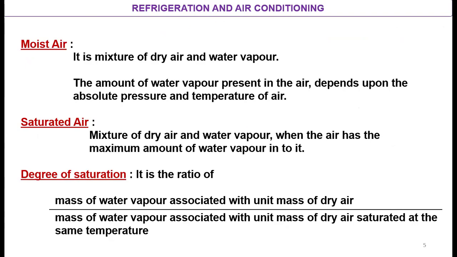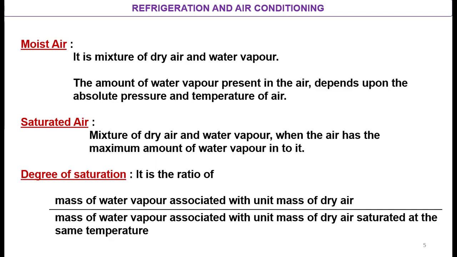The amount of water vapor present in the air depends upon the absolute pressure and temperature. Just now I told you that the moisture present in the air varies from time to time, from season to season. It also varies with the location of the city, whether it is close to the coastal region or away from it. So that is the definition for the moist air.